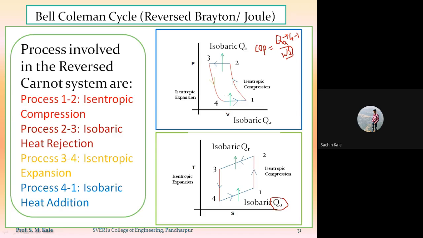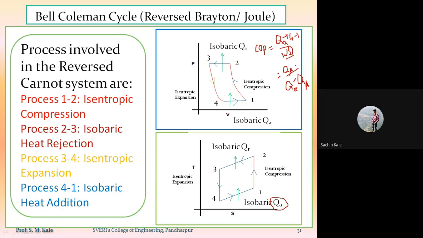And work done. Here, the value of work done is nothing but, how are we calculating the value of work done? We are calculating the value of work done by using the formula: amount of heat rejected minus amount of heat absorbed. We are using this formula, heat rejected minus heat absorption. Yes or no?